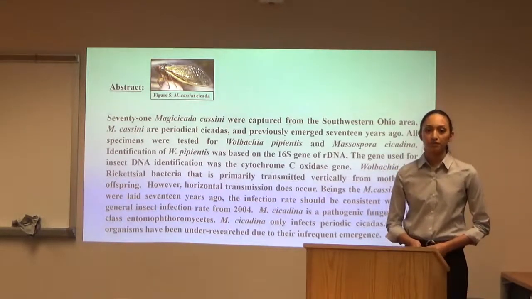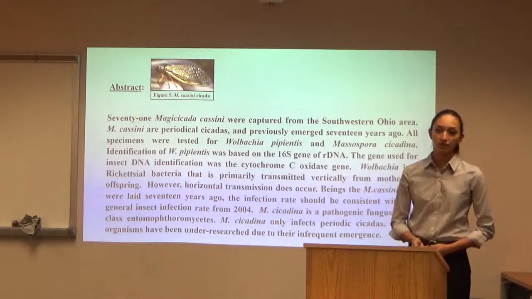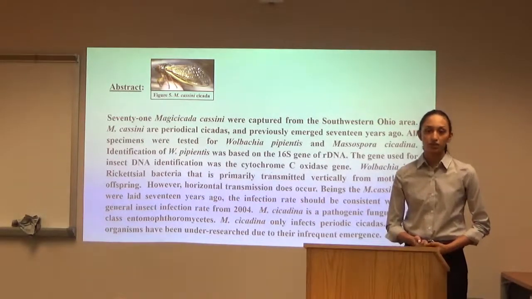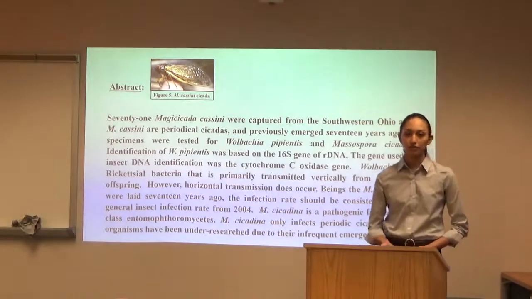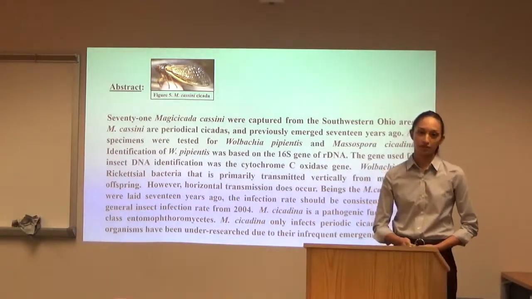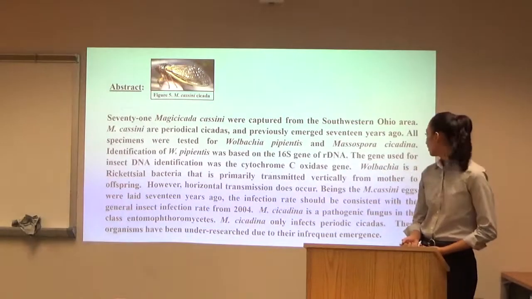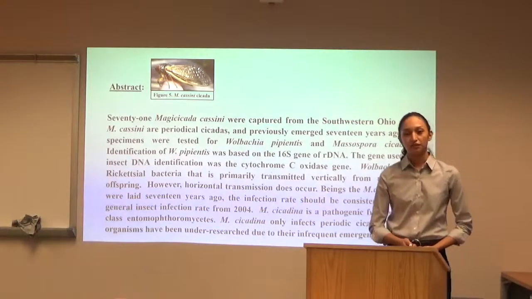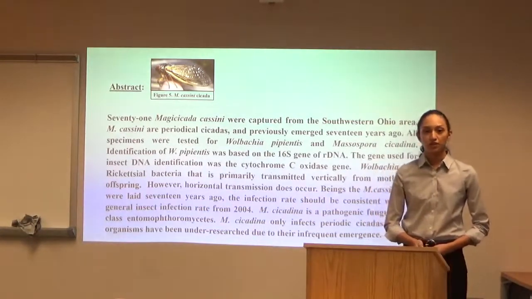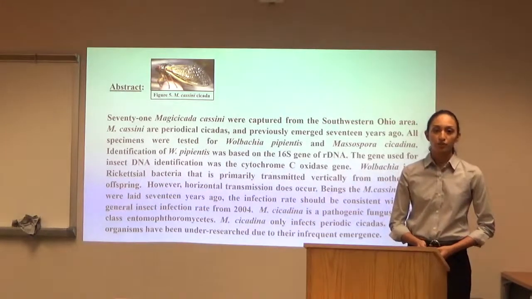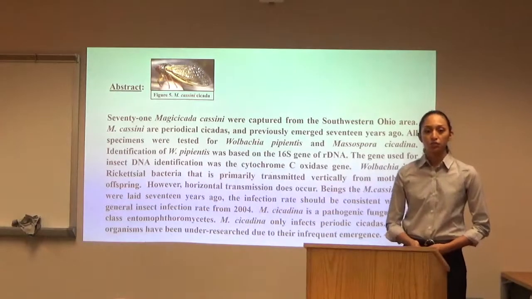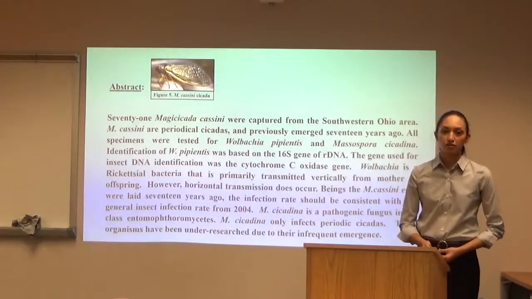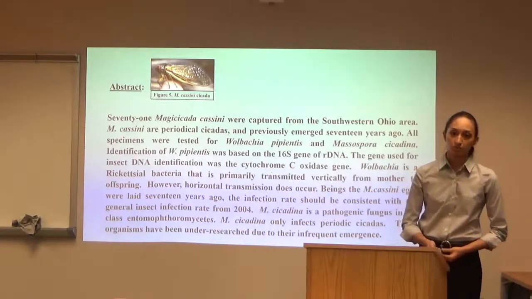Identification for Wolbachia pipientis was based on the 16S gene of rDNA, which is the gene for rRNA in the large segment of the bacterial ribosome. Therefore, the gene is only in Wolbachia and not the insect genome. The gene used for insect DNA identification was the cytochrome C oxidase gene, which is part of the electron transport chain in aerobic respiration. Because Wolbachia goes through anaerobic respiration, the gene is only in the cicada genome.